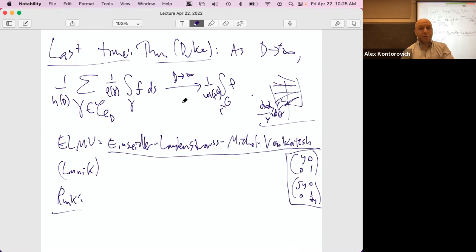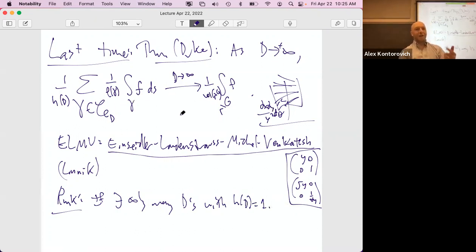Remark: as you move through the class number one discriminants, so we don't know that there are infinitely many. If there exist infinitely many D's with h of D equals one, if the class number is one infinitely often, that's telling you that those curves are individually becoming space filling.